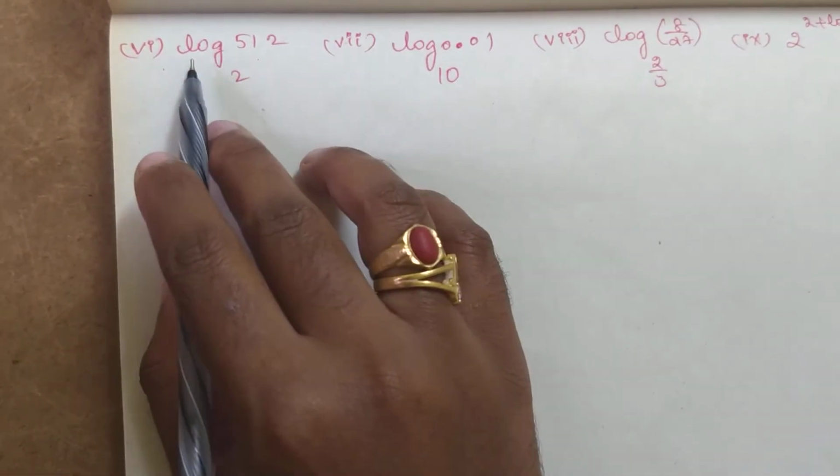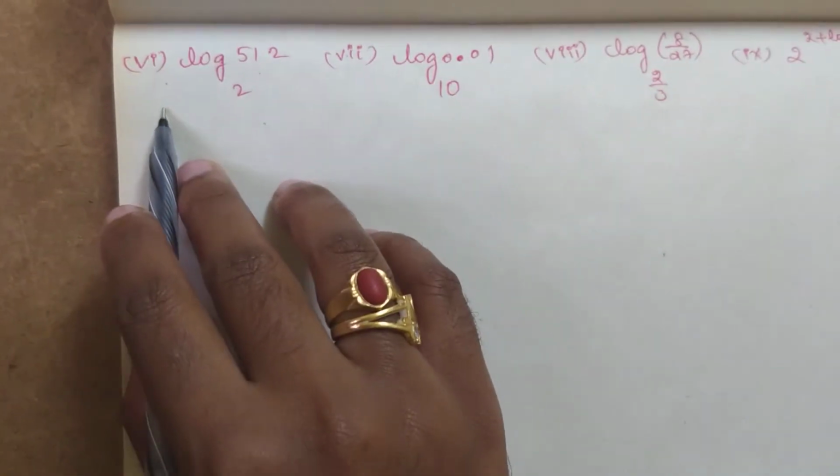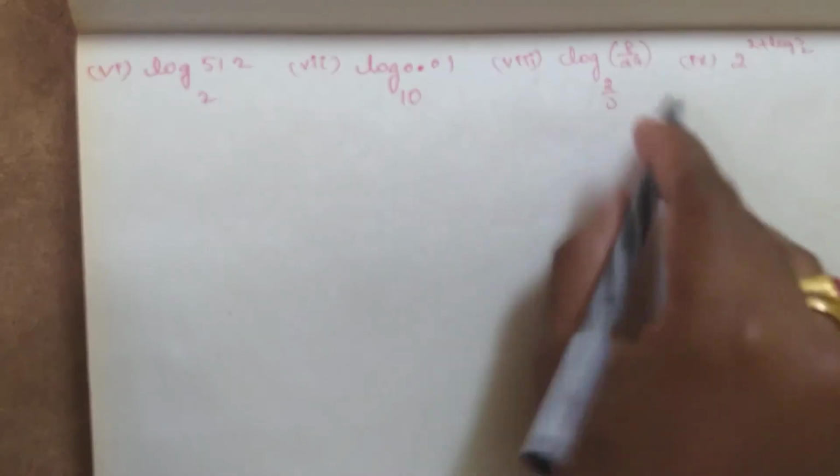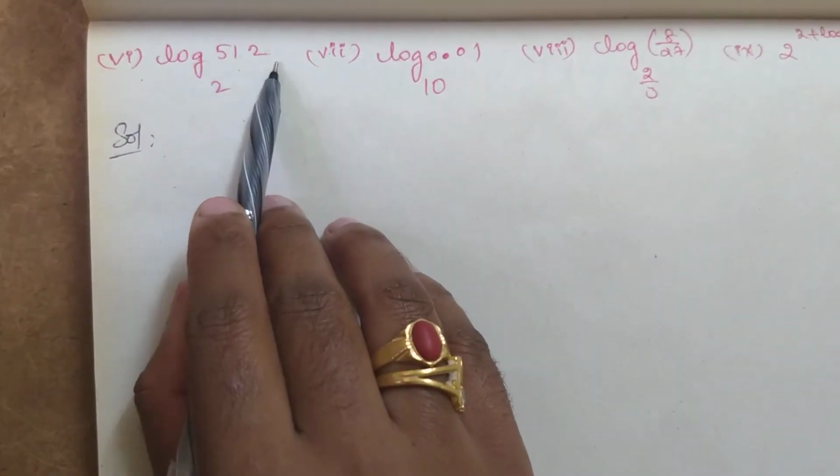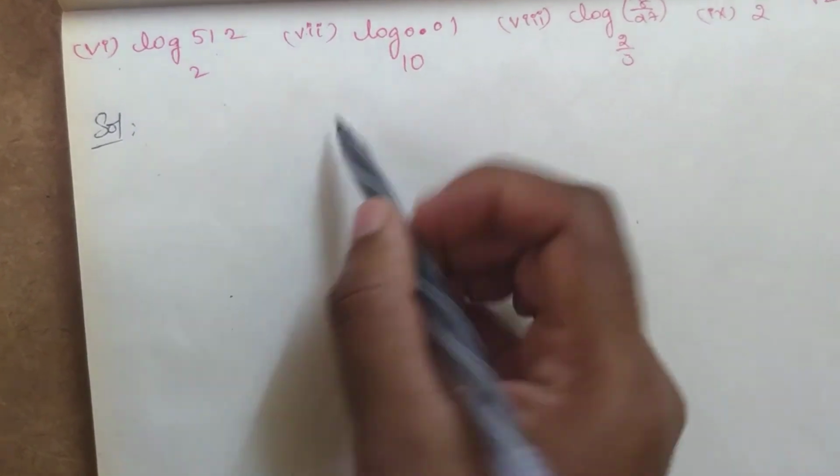In continuation to the previous video, let us solve the question number 1. So the remaining 4 sub questions. So sub question 6, let's find the solution. So here 512 is there. So let's find the factors for 512.